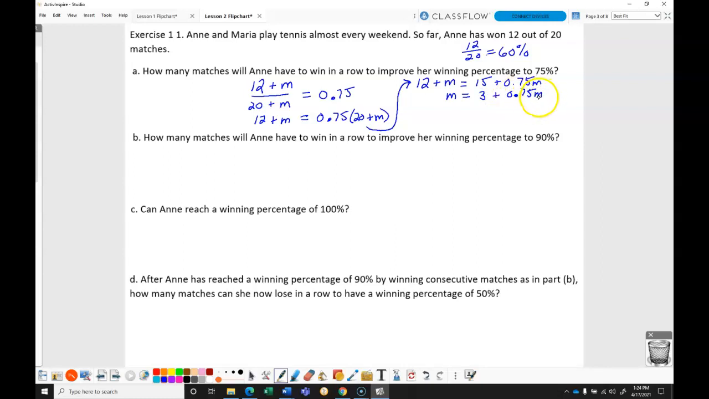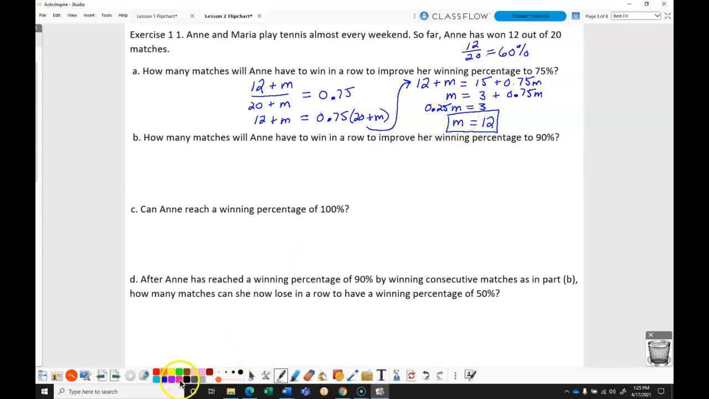And let's go ahead and subtract 0.75m from both sides. Okay, and this is 1/4, so I'm going to multiply both sides by 4, and it will get rid of that decimal there. So that would mean m equals 12. So what I'm saying is that she must play 12 more matches to get her percentage to 75%.